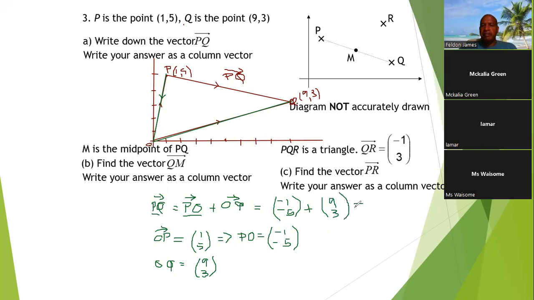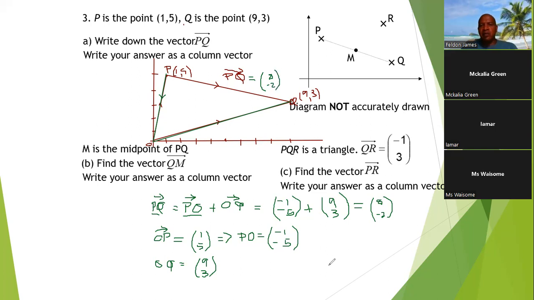Now, when you add them in the matrix form, you're adding -1 plus 9, you get what? 8. And you're adding -5 plus 3, you get what? -2. So that would be the answer for PQ. So PQ is equal to the position vector 8, -2. So that's the coordinates for PQ.